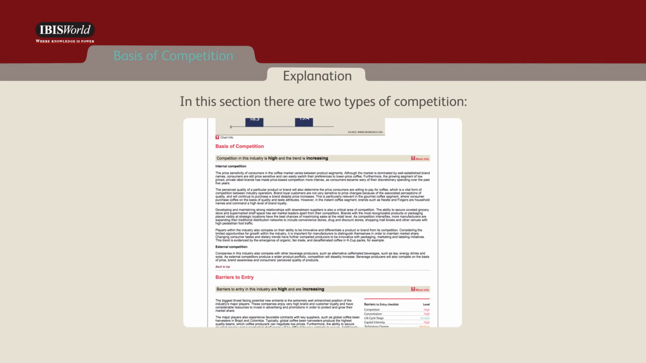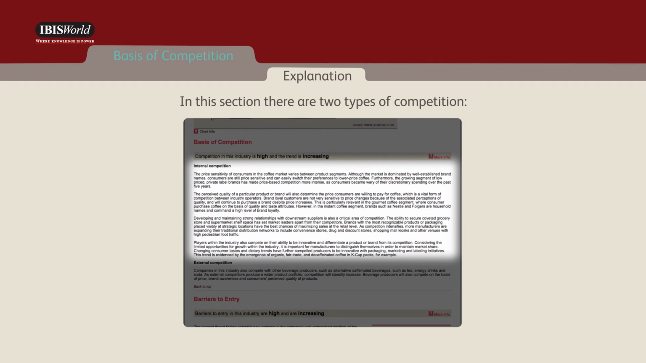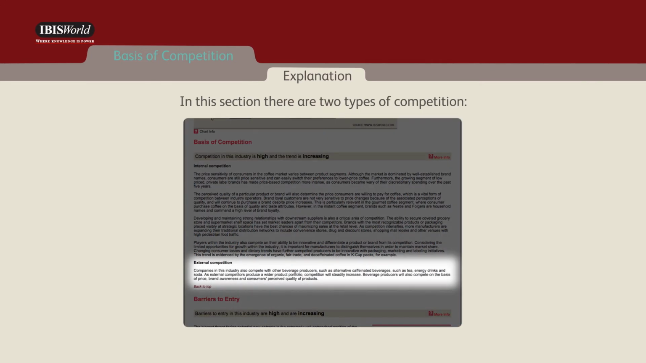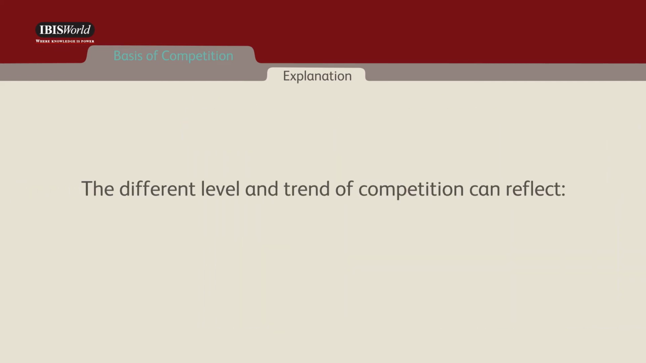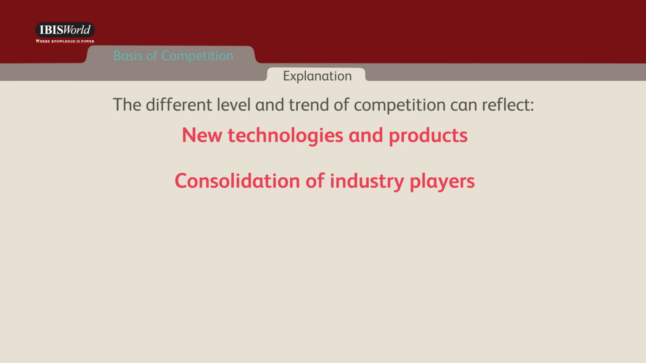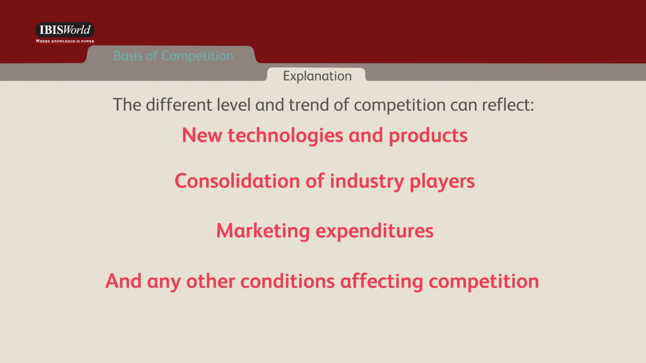In this section, there are two types of competition: internal, between participants in industry such as price or innovation, and external, between different industries, like product substitution. The different level and trend of competition can reflect new technologies and products, consolidation of industry players, marketing expenditures, and any other conditions affecting competition.